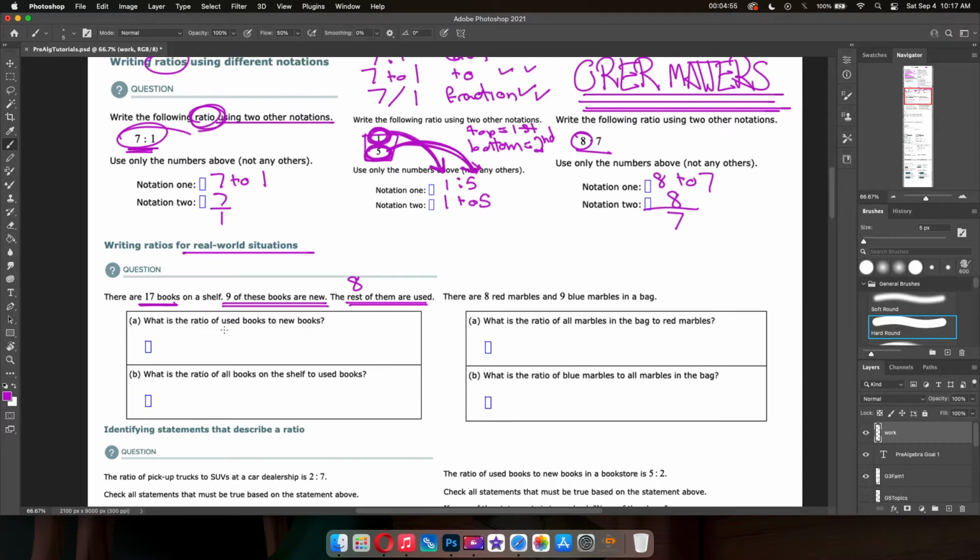So what is the ratio of used books to new books? Remember, used is going to go first and new is going to go second. So what are the used books? Well, we didn't let them trick us. We now know what it is. The used books is 8, and then the new books is 9, and that's how we can write our ratio.